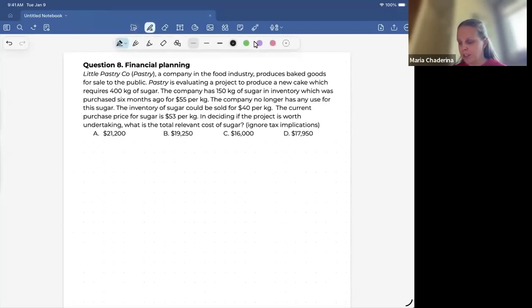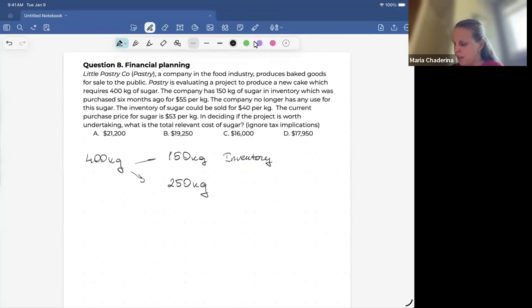We are looking at a project that requires 400 kilograms of sugar, okay? And the key here is that we already have 150 kilograms at hand in the inventory, and the remaining sugar needs to be purchased. With the remaining purchase price, it's very easy to value how much that's going to cost us, and therefore to plug it straight into any NPV formula or any kind of valuation exercise that we're going to do afterwards.